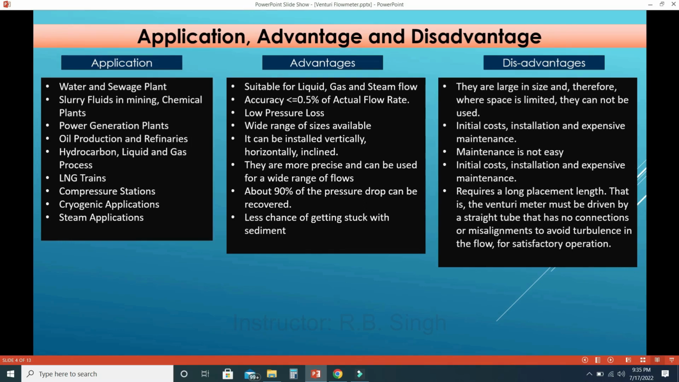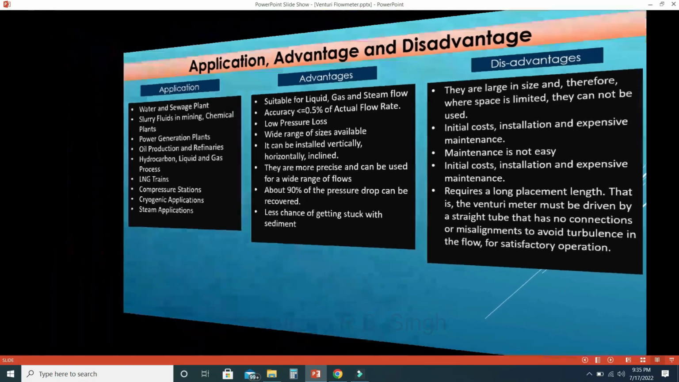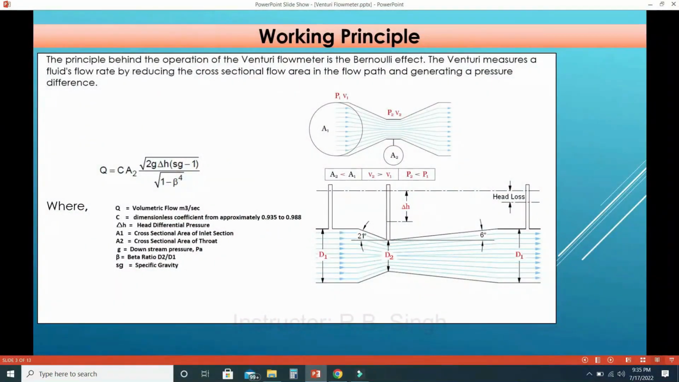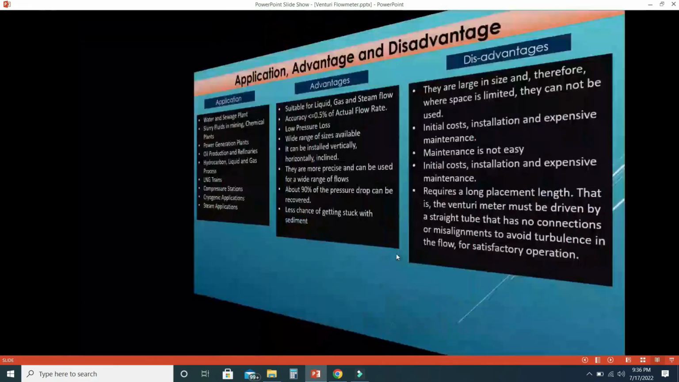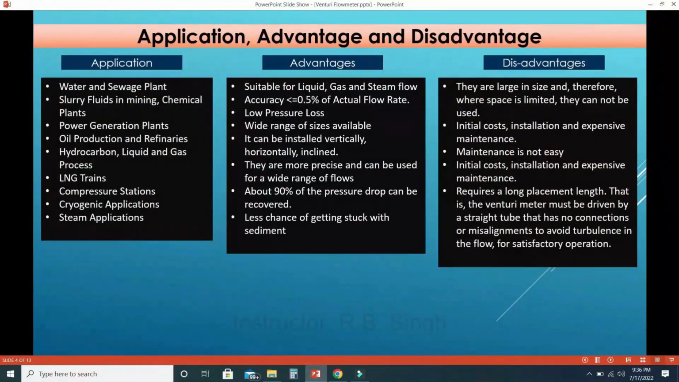If we see the design of orifice meter, then there will be a cross-sectional area that is called bore. So there will be very high pressure loss. But here in Venturi meter, this cross-sectional area is slightly bent. Due to this, the pressure loss is very low. So in those applications where low pressure loss is required, then we can use the Venturi meter.